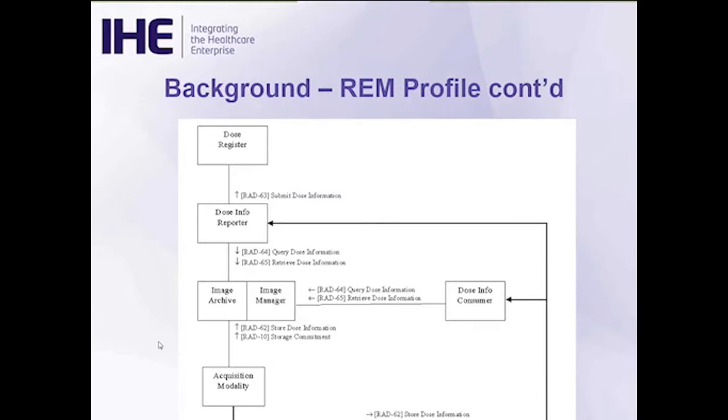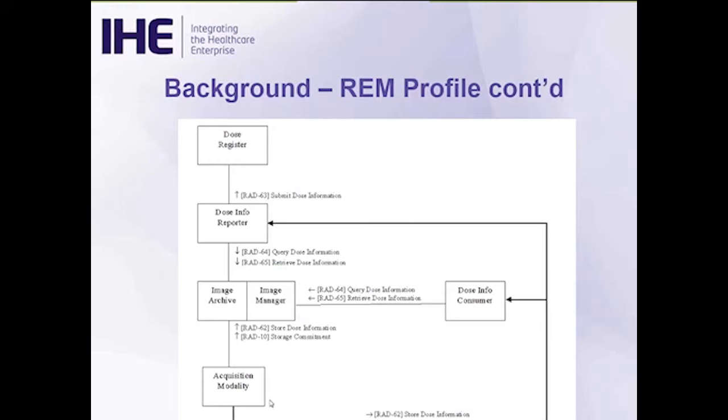So this is the actor diagram from that REM profile. Briefly, we notice down in the lower left, that's the CT scanner, the acquisition modality. And in this profile, obviously, that is the source of the dose that's being imparted to the patient. So the scanner does the imaging and creates the reports and sends those off to an image archive, image manager, using a RAD-62 store dose information transaction, for example.